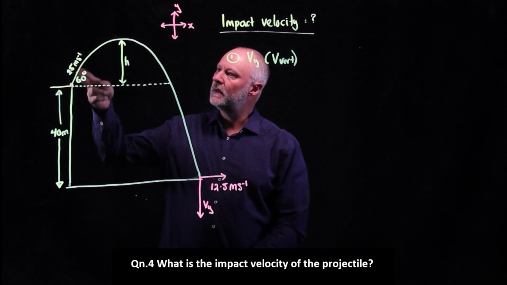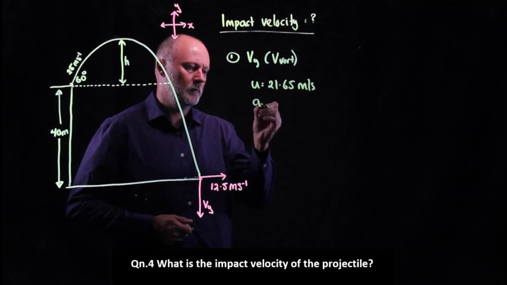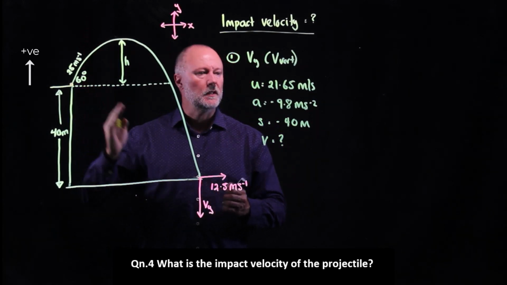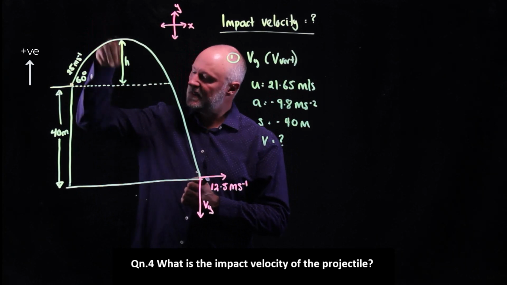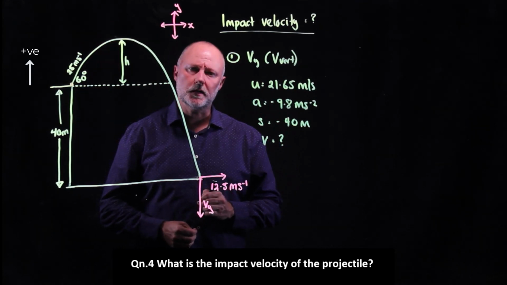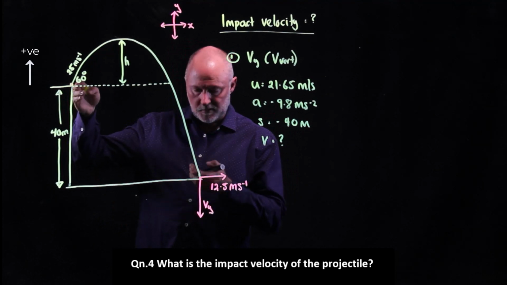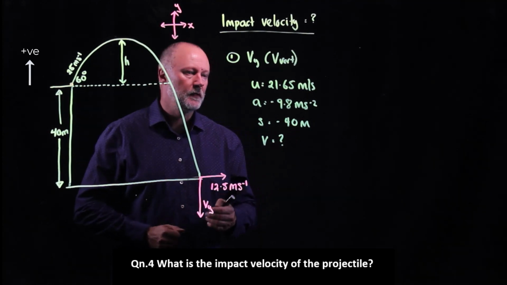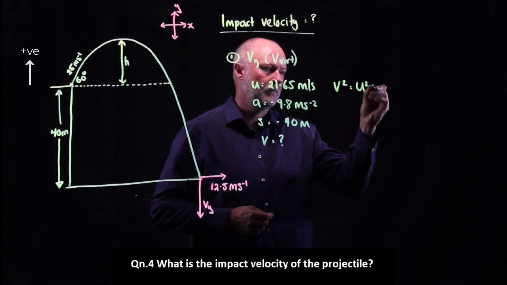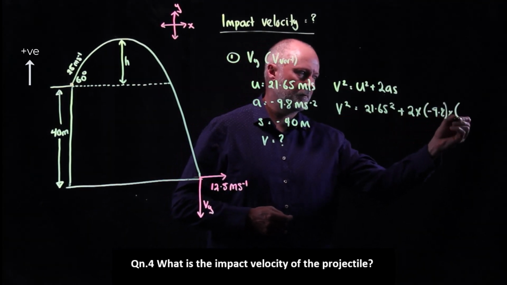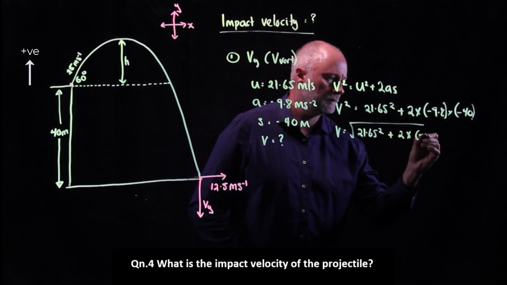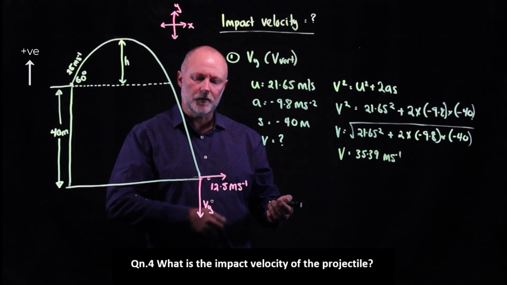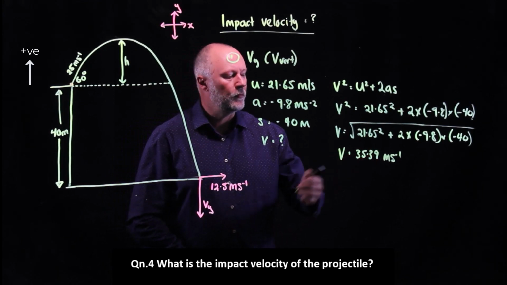So let's now consider the entire projection. For the entire projection, we have an initial vertical velocity of 21.65 meters per second, an acceleration opposing that of negative 9.8 meters per second squared, a displacement from start to finish of negative 40, and we want to know the final velocity, the impact velocity in the vertical direction. Let's now use our SUVAT equations. So we find this object has an impact velocity just before it strikes the ground of 35.39 meters per second.